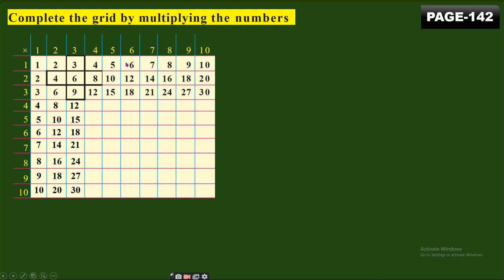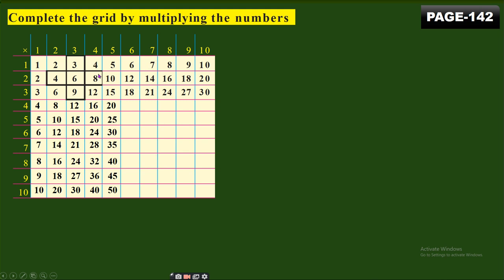10s are 30. Fourth table, 4 1s are 4, 4 2s are 8, 4 3s are 12, 4 4s are 16, 4 5s are 20, 4 6s are 24, 4 7s are 28, 4 8s are 32, 4 9s are 36 and 4 10s are 40. 5 times table, 5 1s are 5, 5 2s are 10, 5 3s are 15, 5 4s are 20, 5 5s are 25, 5 6s are 30, 5 7s are 35, 5 8s are 40, 5 9s are 45 and 5 10s are 50.